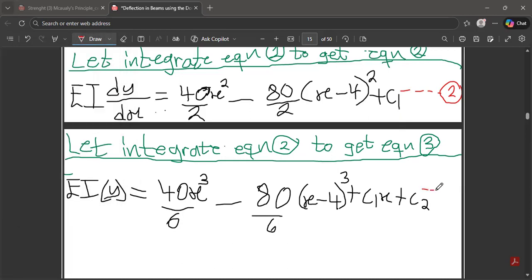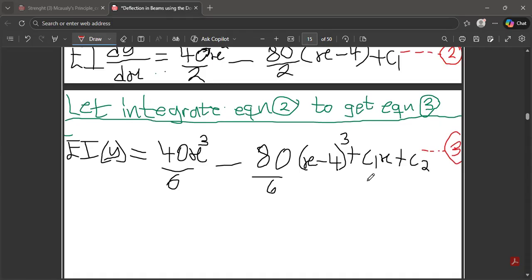So this becomes our equation 3. We can finally say that this is now our equation 3. After equation 3, we can now come back to our boundary conditions.